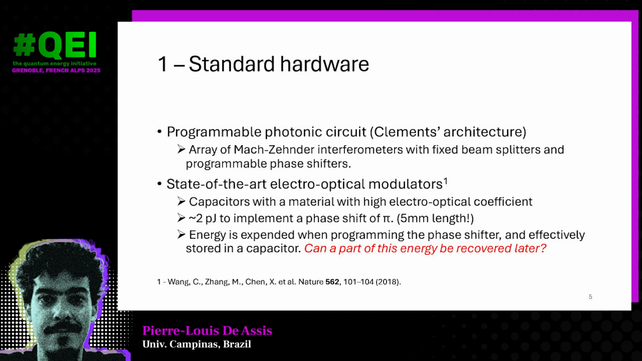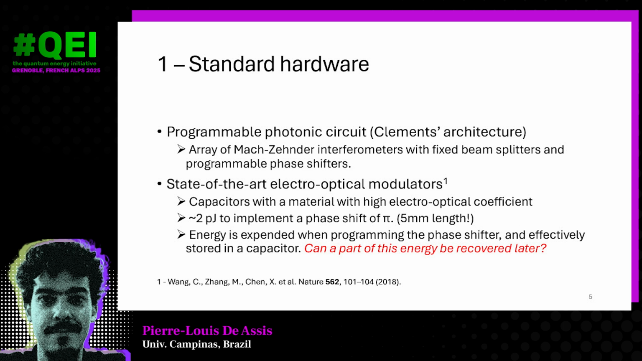So you apply a voltage to your capacitor, and it changes the refractive index for light passing through. We're using the values from this reference, and it costs about 2 picojoules to implement a phase shift of pi, where V pi is usually a figure of merit used for this kind of modulator. And you have to bear in mind that this modulator is 5 millimeters long. And if you want to make it shorter, you have to pay a price, because you have to apply a higher voltage. So this operates at a rather low voltage, but it's long.